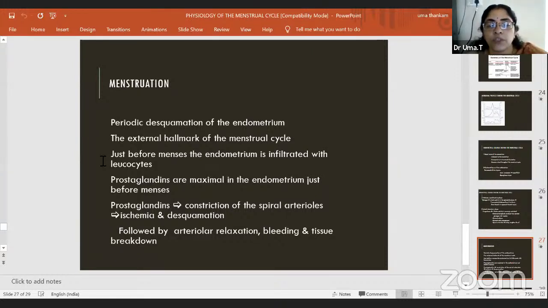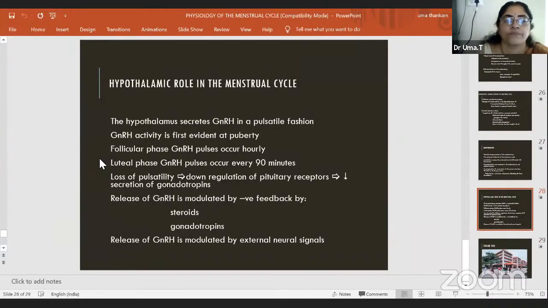Just before menstruation, the endometrium is infiltrated with leukocytes. This is basically to protect the organ from any infection. Prostaglandins are maximal in the endometrium just before menstruation. Prostaglandin causes constriction of the spiral arterioles. And when the spiral arterioles constrict, the area of the endometrium supplied by them undergoes ischemia and is desquamated, followed by arterial relaxation, bleeding, and tissue breakdown.